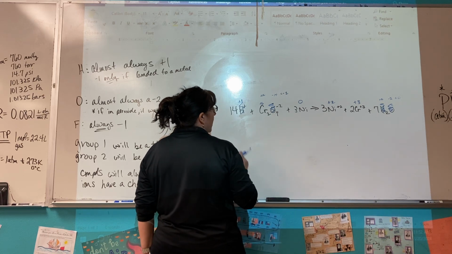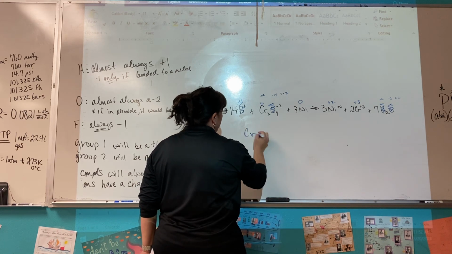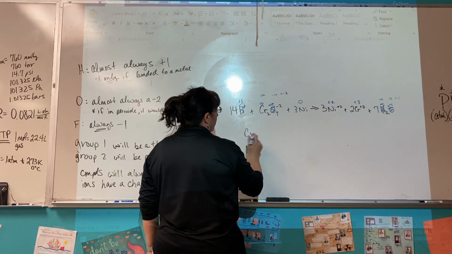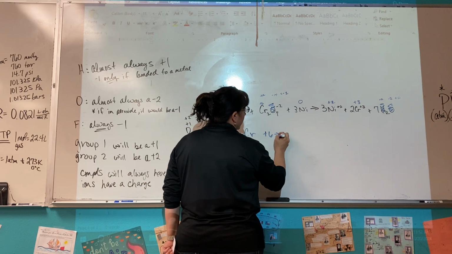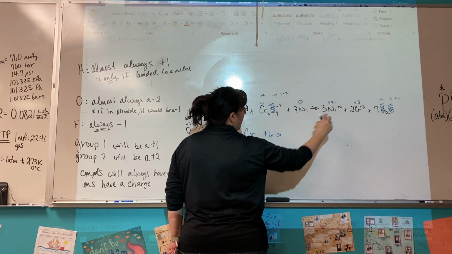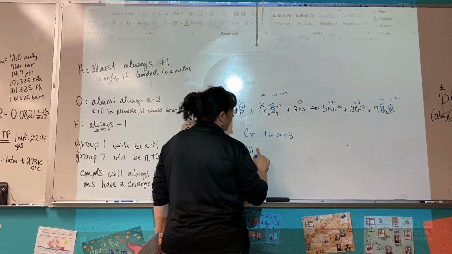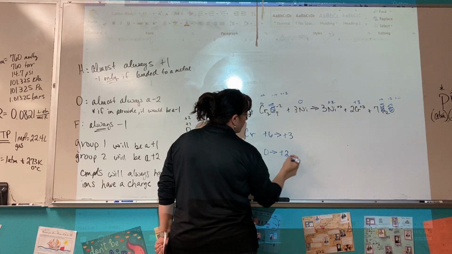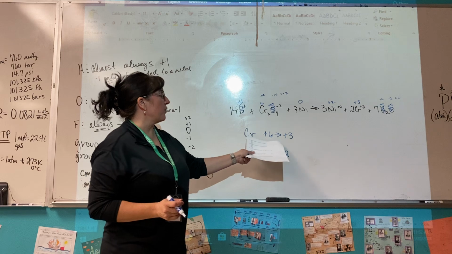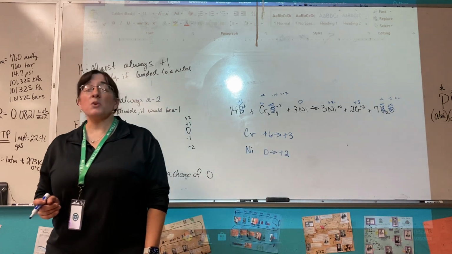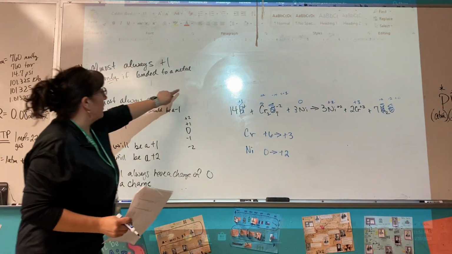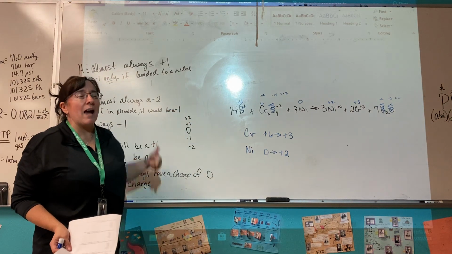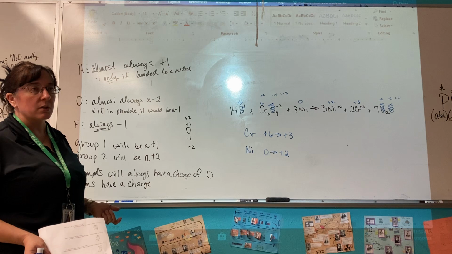So what's changing? I have chromium that's changing, and I have nickel. Chromium is going from a +6 to a +3. And for nickel, it is going from 0 to a +2. Look, it's going from a +6 to a +3, so I'm not as positive. I lost some of that positive charge. How am I losing some of that positive charge?